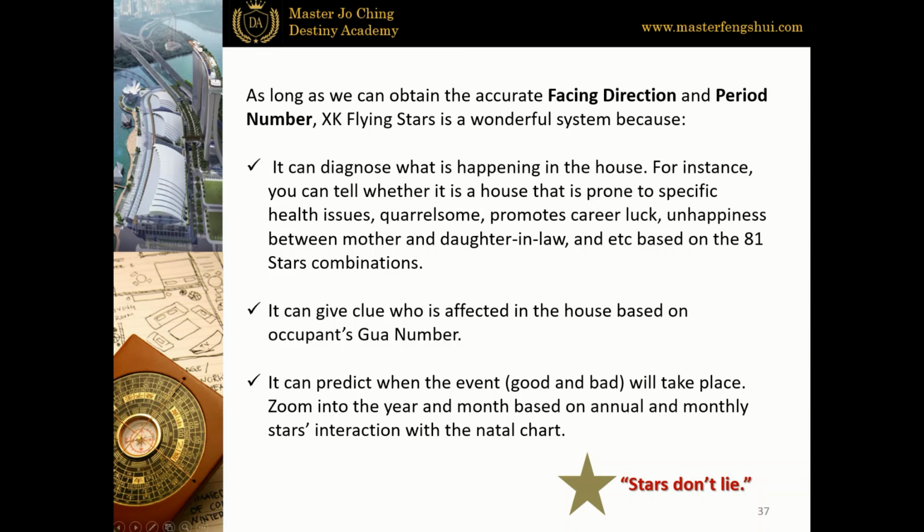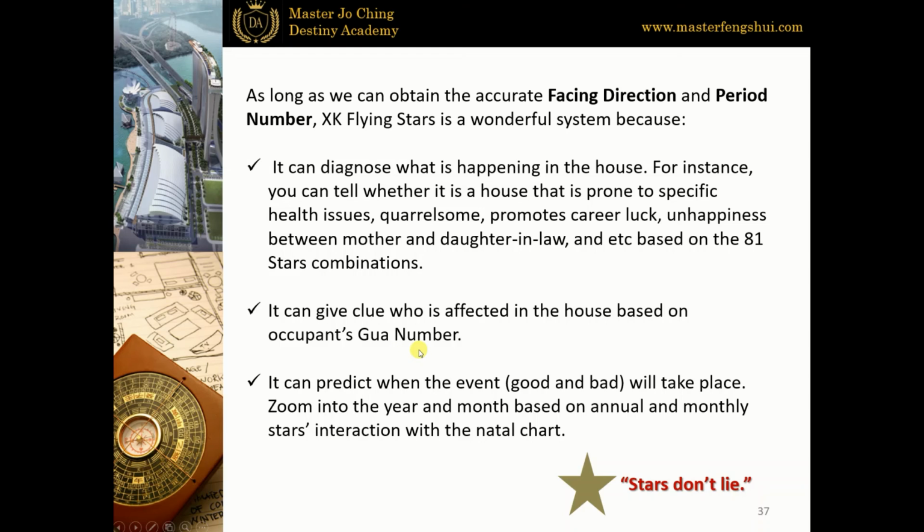You do not actually need to memorize 81 star combinations, because in a certain period, there are only a limited set of flying star combos to remember. And if you do a lot of Feng Shui, naturally you will remember them and internalize them. It can give clues also about who is affected in the house based on the occupant's Gua number.